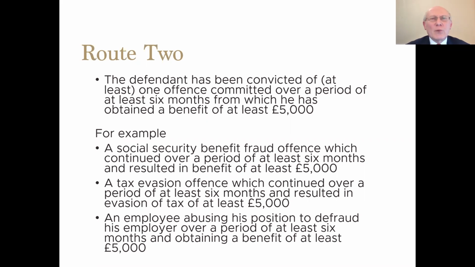Let's imagine that Jane is employed and steals £3,000 from her employer in January and steals another £3,000 from her employer in August. If she is charged with fraud by abuse of position between January and August, then she's going to have a criminal lifestyle because it's an offence committed over a period of at least 6 months from which she's obtained £6,000. If she's charged with 2 separate offences of fraud, one for £3,000 in January and one for £3,000 in August, then she's not going to have a criminal lifestyle because she has not been convicted of an offence over a period of at least 6 months. She's been convicted of 2 separate offences. So the charging can make a difference to whether a person has a criminal lifestyle.